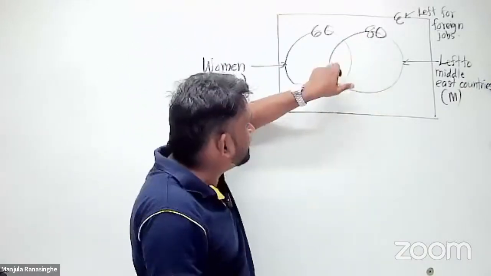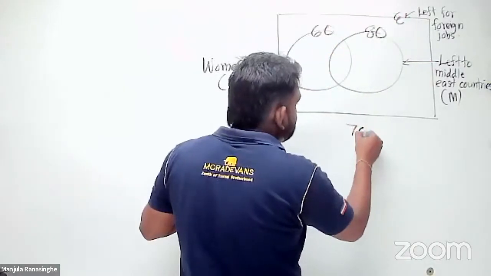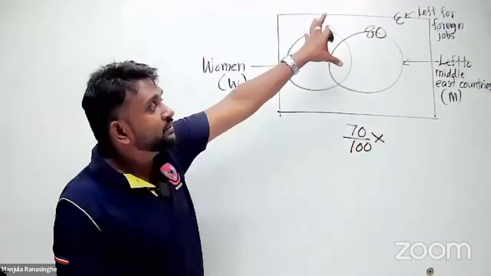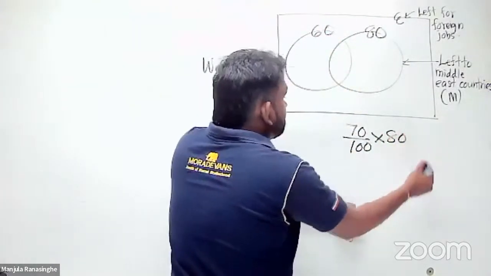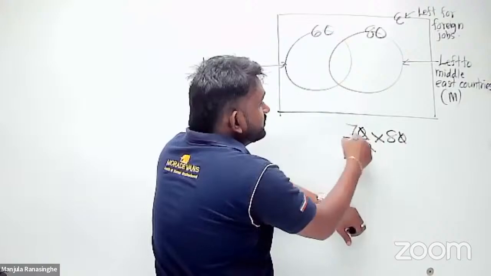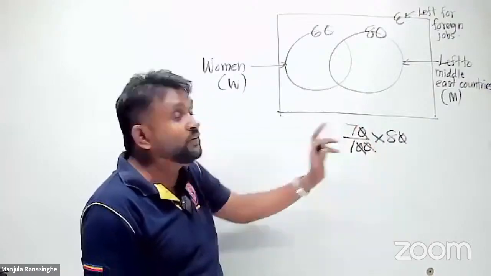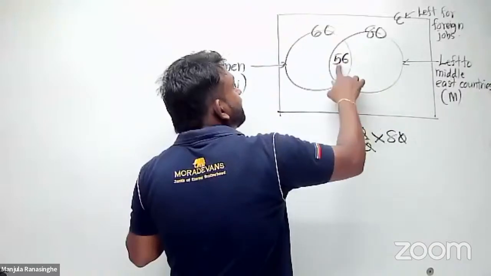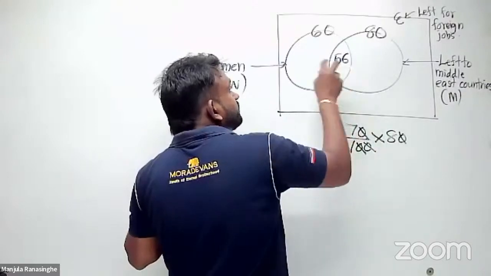So here the total is 80, and 70% of 80. How to calculate? 70% means 70 upon 100, multiplied by the 80 who left for the Middle East countries, since 70% of them are women. Then simplify: 0 and 0 cancel, 7 into 8 is 56. That means women who left for the Middle East is 56. This region, the intersection, is given: 70% of 80 is 56.